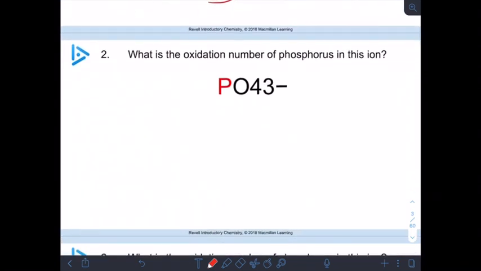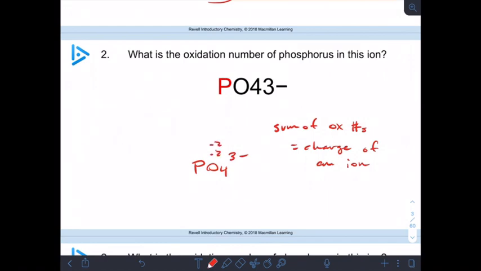Right. So what is the oxidation number of the phosphorus in this ion? So it's a PO4 3-. Right? Now the sum of the oxidation numbers has to equal the charge of an ion. Okay? So oxygen, when it's in a compound, is a minus 2. And then I have 4 of them. So I've got minus 2, minus 2, minus 2, minus 2.